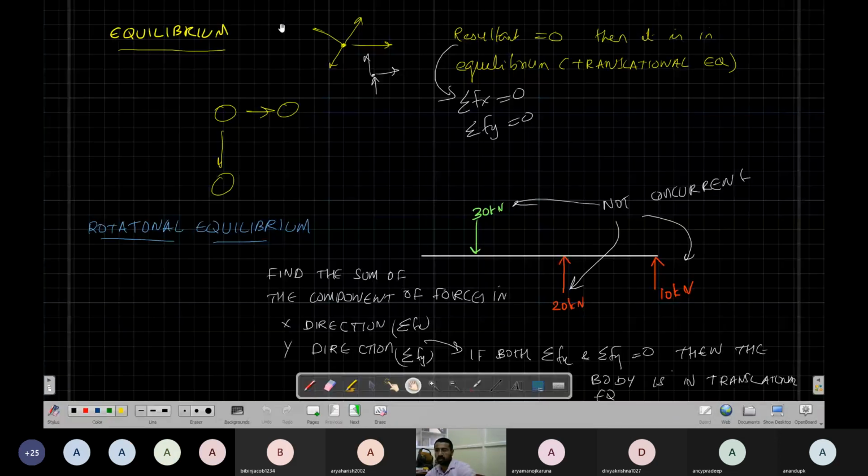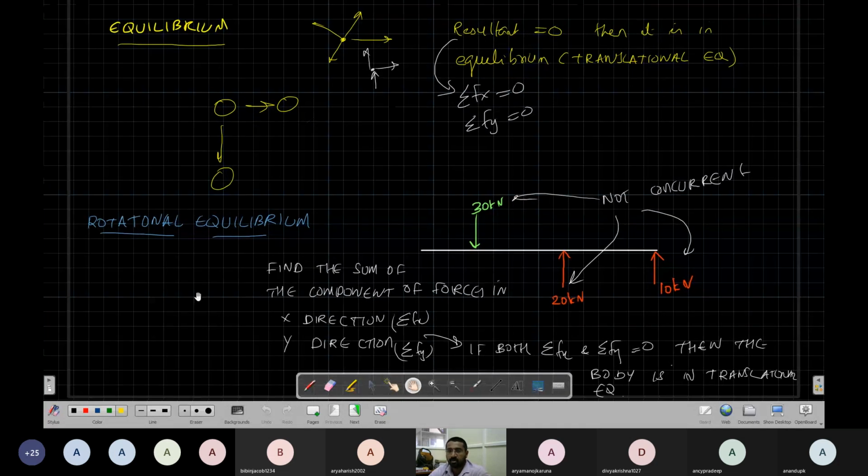So just quickly revise what happened in the last class. Last class, I introduced you to the concept of rotational equilibrium. If a body with some forces is in rotational equilibrium, then the sum of the moments due to those forces about any point will be equal to zero. That's rotational equilibrium. Translational equilibrium is that the sum of the forces in the horizontal direction, the x components, is zero, and the sum of the forces in the y direction is zero.